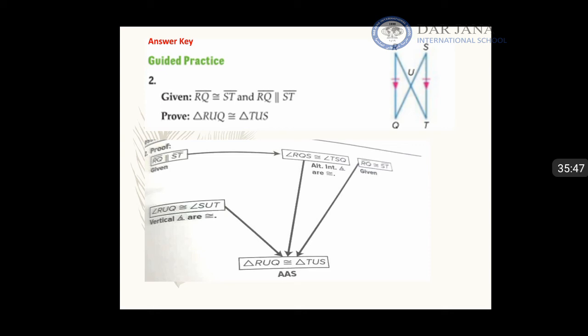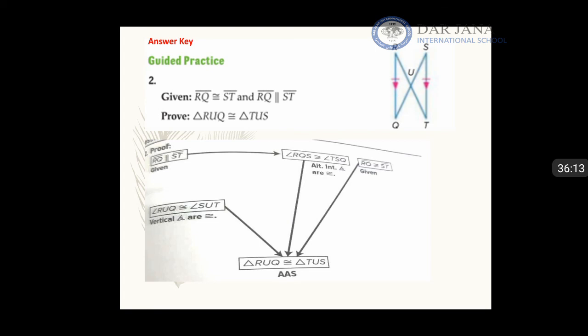RQ is congruent to ST, and that's given, and pay attention, RQ is not the included side within those two angles. So now we can prove that the triangle RUQ is congruent to the triangle TUS using the angle, side, since we have two angles and the side in the first triangle that are congruent to their corresponding angles and the side in the second triangle.